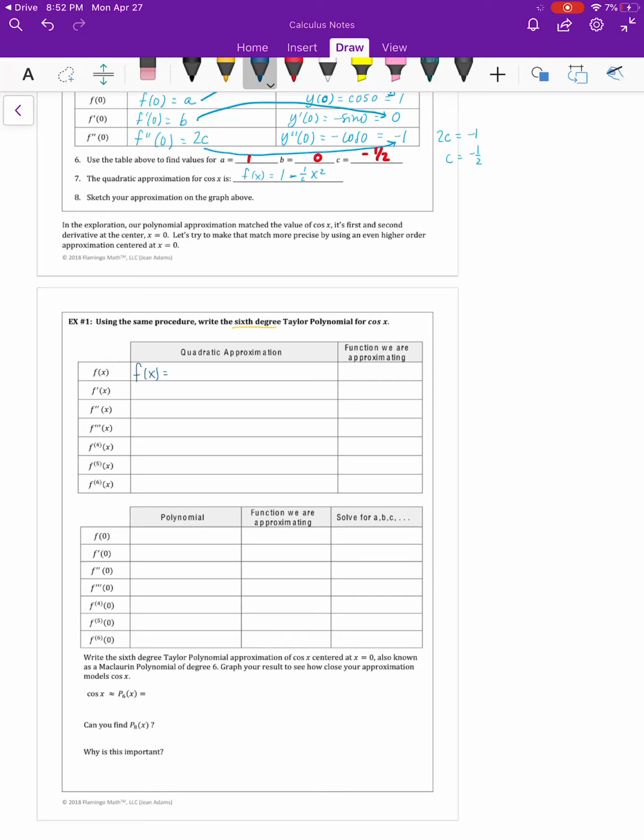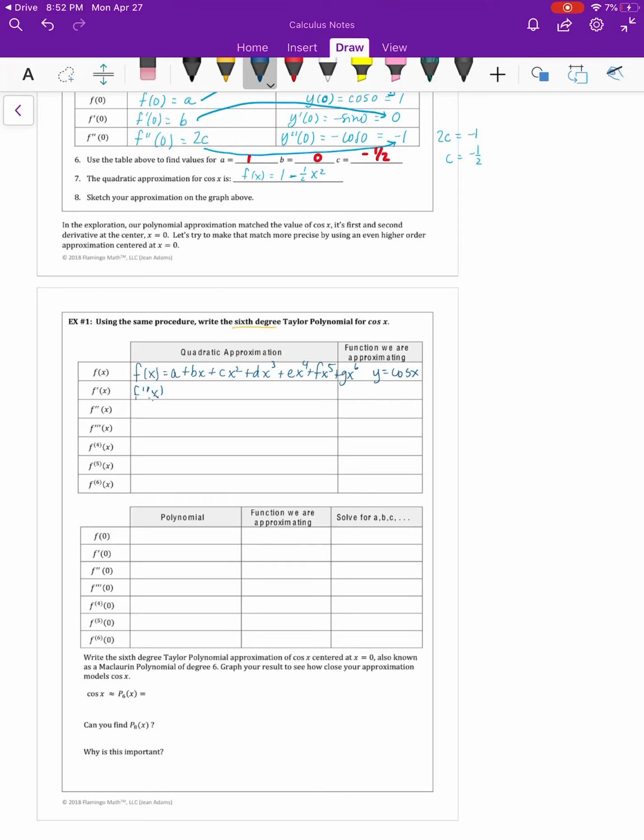f of x equals. So we've got our a, we've got our bx, we've got our cx squared, we've got our dx cubed, we've got our ex to the 4th, we've got our fx to the 5th, and we've got our gx to the 6th. So that would be the approximation for f of x. The function we are approximating is y equals the cosine of x.